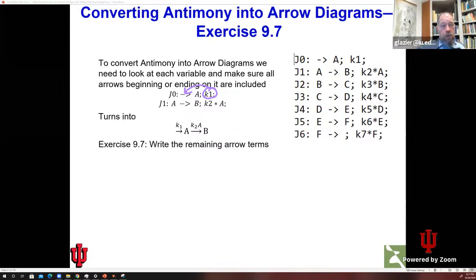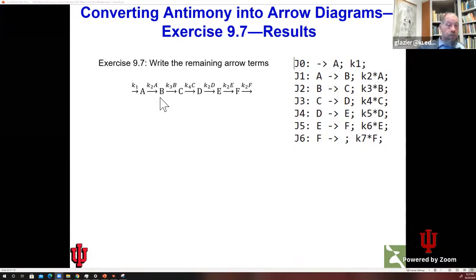Does anybody need more time? So here, it's called a cascade reaction because A goes to B, goes to C, goes to D, goes to E, goes to F, goes to nothing. And you simply write the rate laws on top of the arrows in the appropriate places.